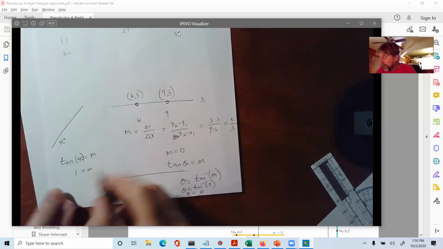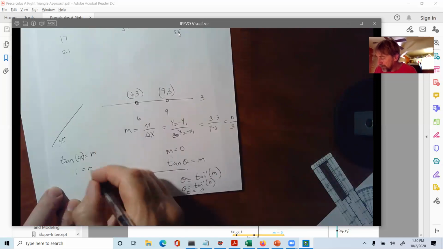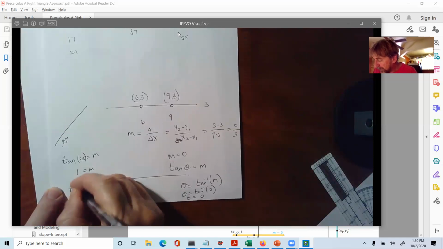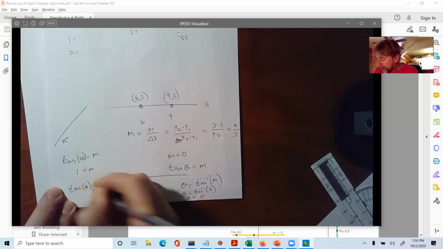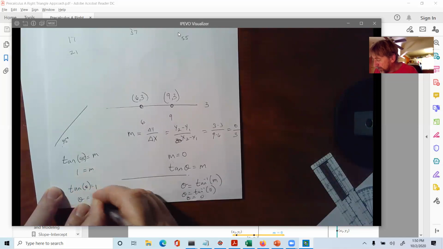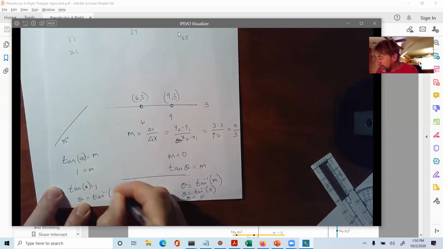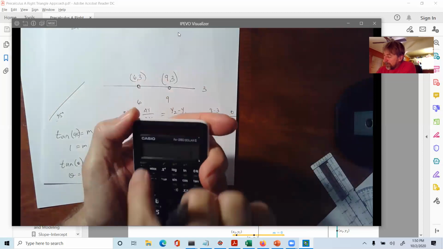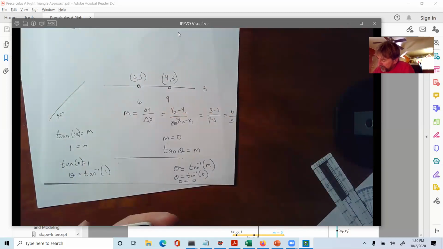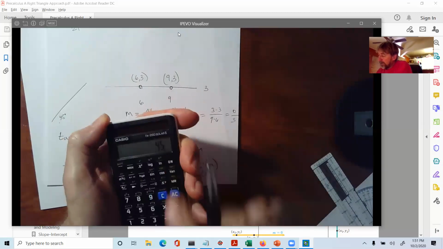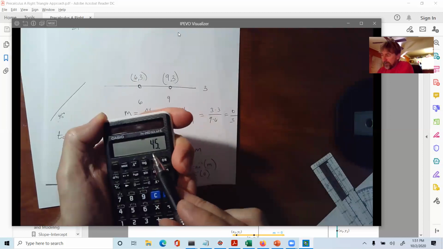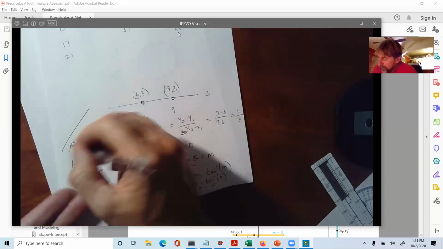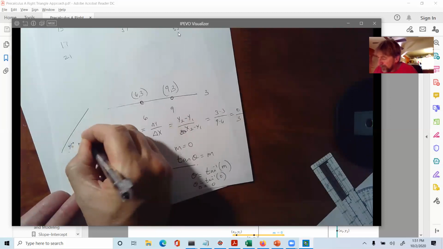And alternatively, if we said the slope is 1, but we don't know tangent of theta, we could say theta equals, what's the inverse tangent of the slope? Again, in this case, the slope is 1. What's the inverse, or the second function, tangent? Gives me back my 45-degree line. So at 45 degrees, m equals 1.